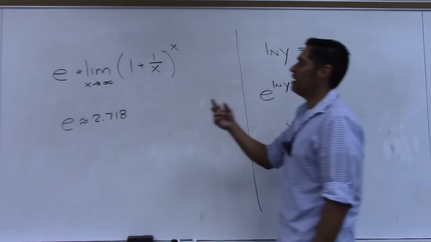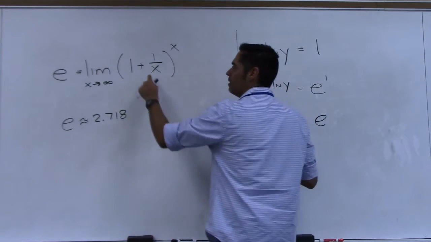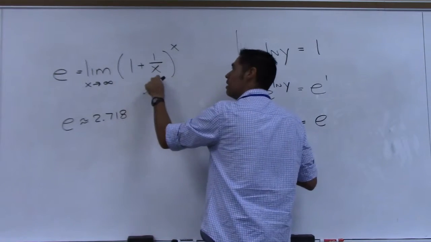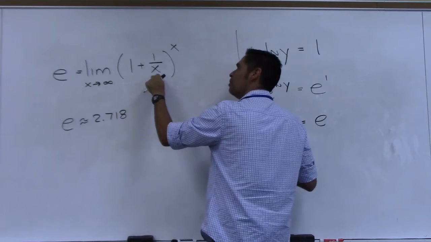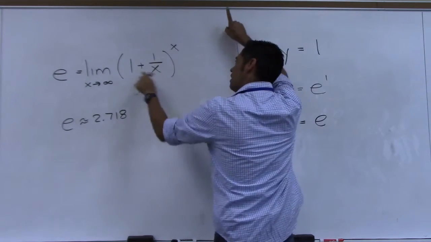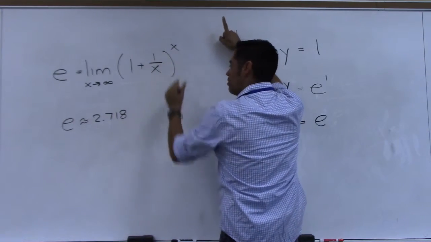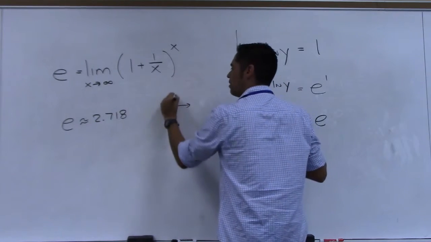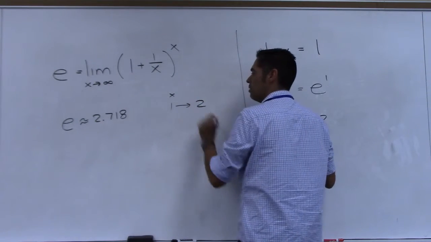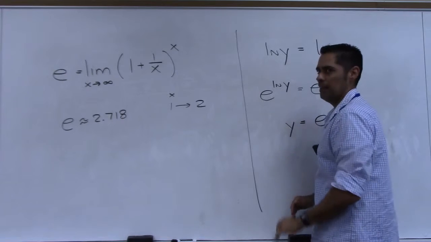So if you plug in 1, what do you get? Let's try 1. 1 over 1 is 1. 1 plus 1 is 2, right? 2 to the, I'm plugging in 1, so 2 to the first power is 2. So if x is 1, this thing's going to spit out 2. Is that close to 2.718? Not really. I mean, it's 2.